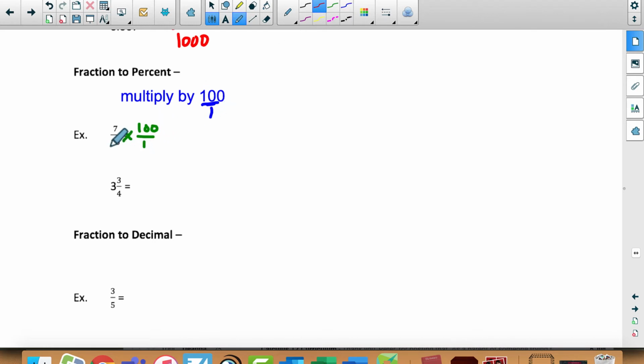What can you ninja slice? The 10 and the 100 can both be divided by 10. 10 divided by 10 is 1. 100 divided by 10 is 10. And that's it. So now we can multiply. Across the top, 7 times 10 is 70. 1 times 1 is 1. Well, wait a minute. 70 over 1, that's just the same as 70. And that's our answer. 70% is the answer.